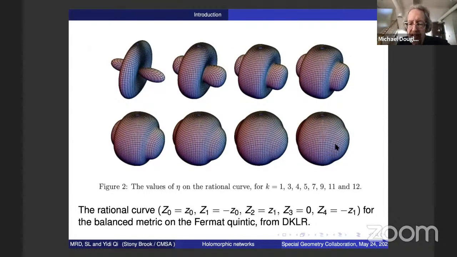The radius of these things is this ratio eta, but even for k equals 12, by eye, you can still see the difference between this thing and the round sphere. And that's saying that it's converging, but it's not converging very quickly.